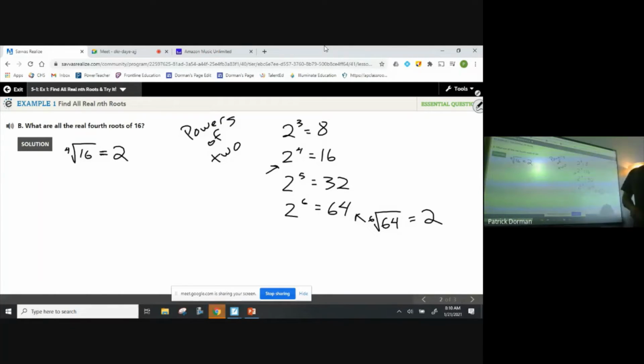So really, the arithmetic information you need for what we're going to be doing, dealing with radicals and rational exponents, is that you've got to know your perfect squares, your perfect cubes, and these powers of 2. Having those tools in your tool belt will help you get stumped less often. I think that's it.